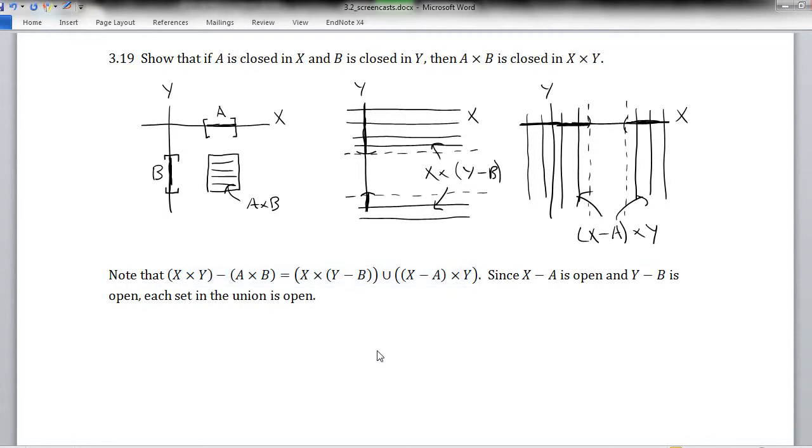And so, hence, the right side, which is just a union of these two open sets, is an open set in the product topology. Right. Well, if the right side is open, the left side is too. But the left side is just the complement of A times B. And therefore, if the complement of A times B is open, A times B must be closed. Right. So thus, A times B is closed, which is what we wanted to prove.